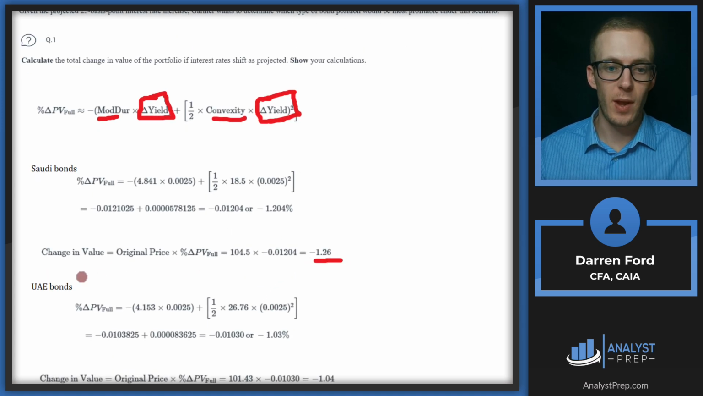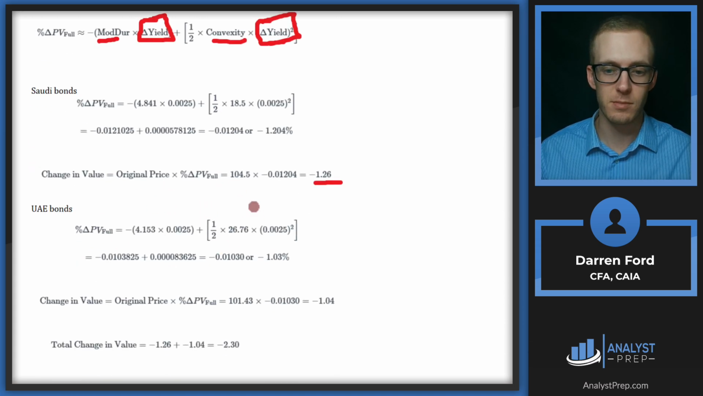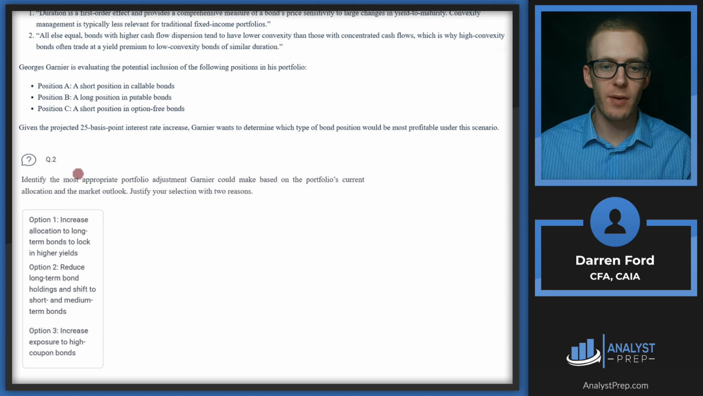So then for the UAE bonds, we're going to do all that same math again, and I'll skip over this. You can work it out. And then we get minus 1.04 at the end of that, plugging in all those numbers. So then our total change is just these two values added together, which gives us a total change of minus 2.3.